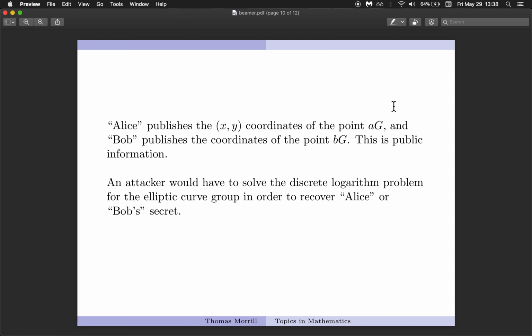Let's calculate 2 times G. Let's calculate 3 times G. Let's calculate 4 times G. That is not a very efficient attack here.